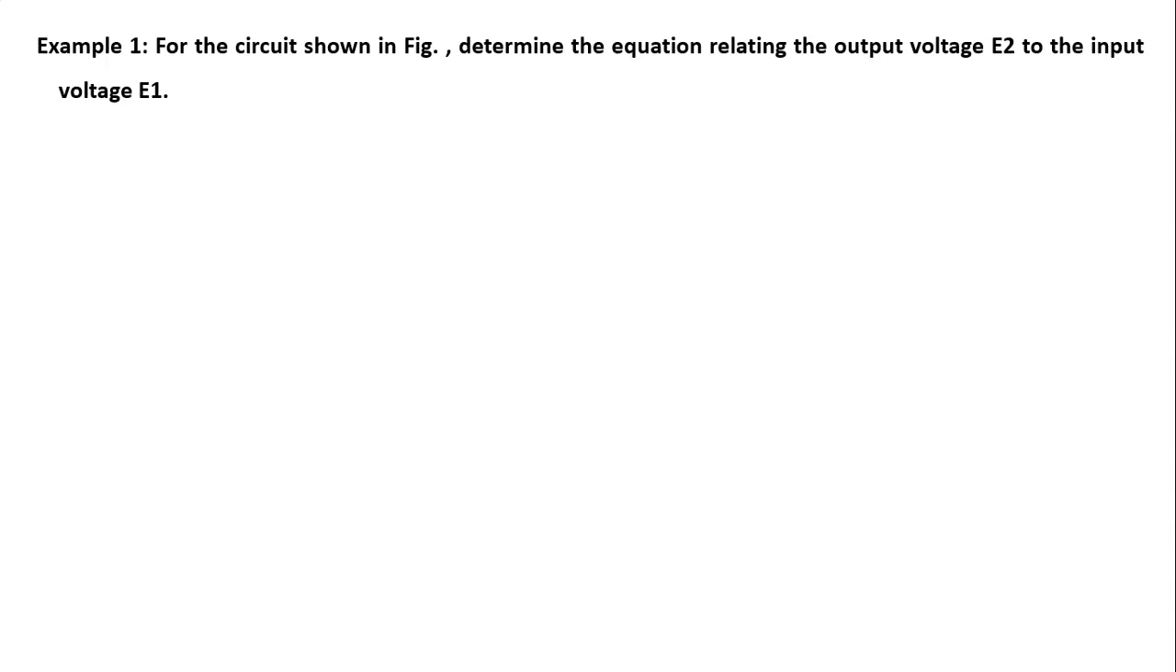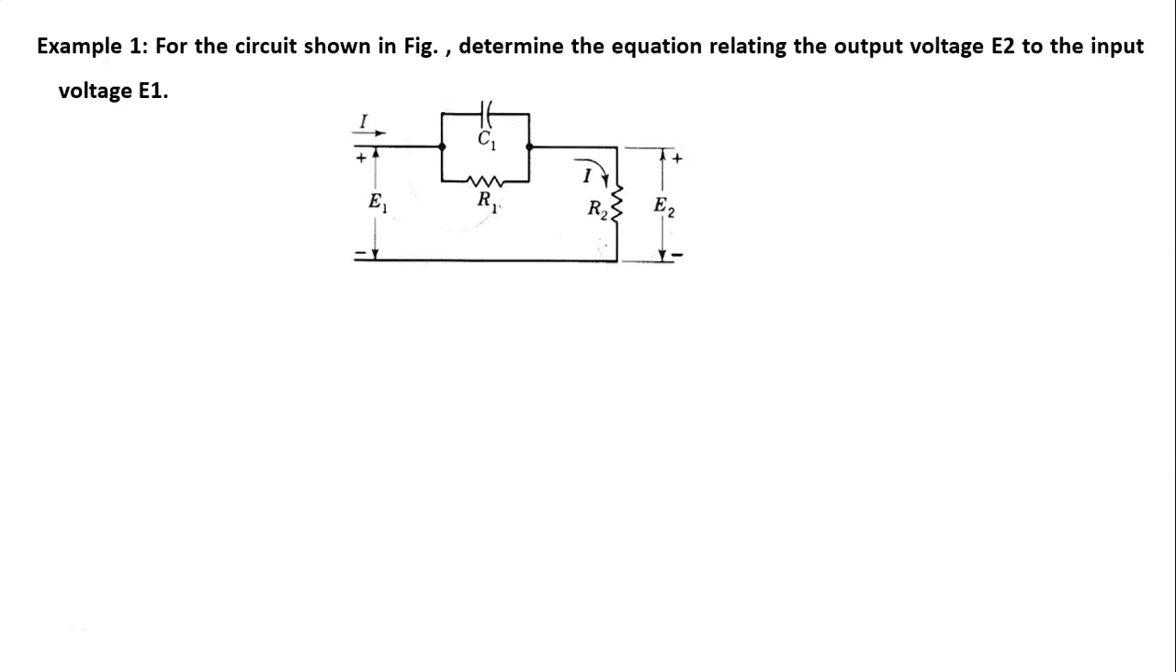Now, example 1. For the circuit shown in figure, determine the equation relating the output voltage E2 to the input voltage E1. Therefore, this is the circuit diagram. E1 is the input voltage, E2 is the output voltage. Now, you are seeing that three elements are there. Capacitance C1 and resistance R1 are in parallel, and this is in series with resistance R2, and current I is flowing through the circuit. Therefore, we will determine the solution.